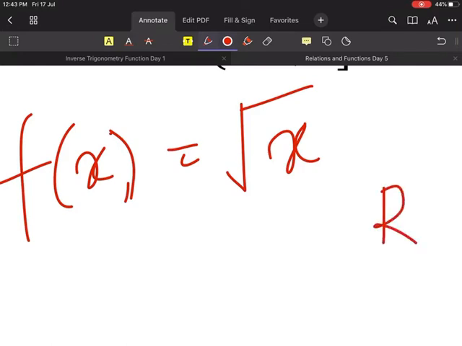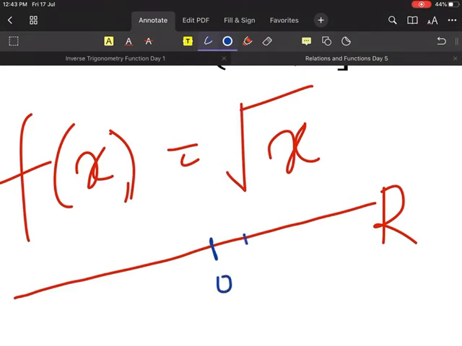Root x, right? Now I am dealing with a function of what? Real numbers. Am I clear? Yes or no? Now real numbers. So if I draw a number line, real numbers means what? Here we have 0, and we have 1, 2, 3, and it goes on like that. On this side also, dot, dot, dot.